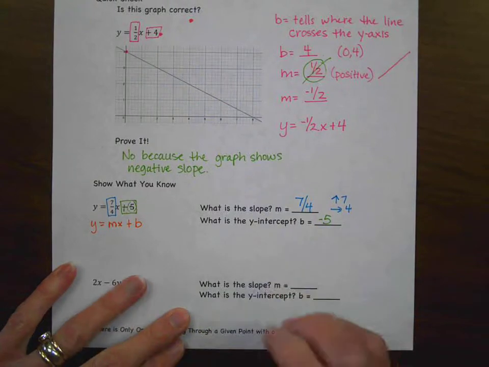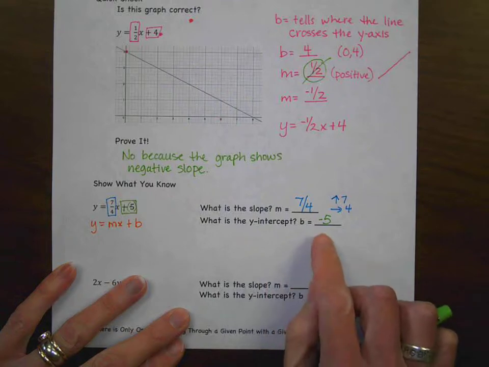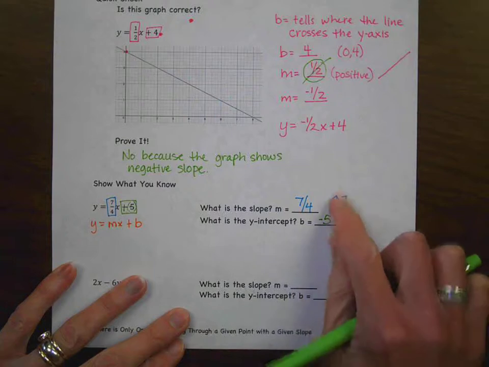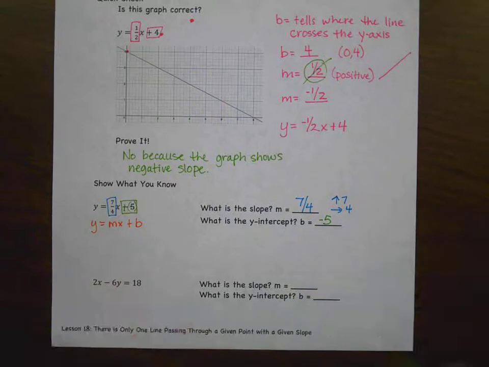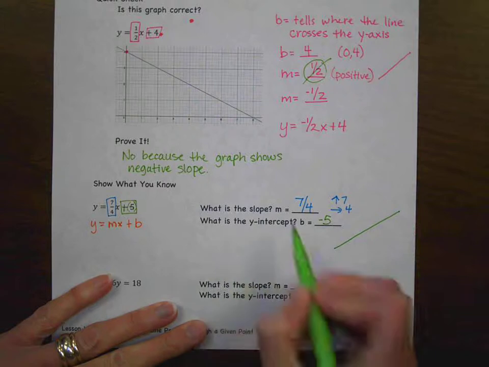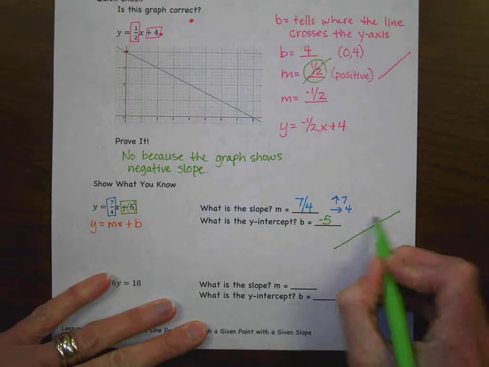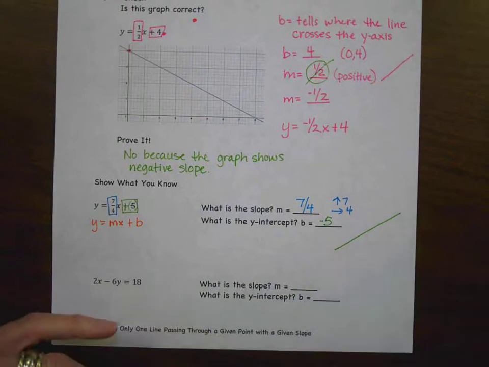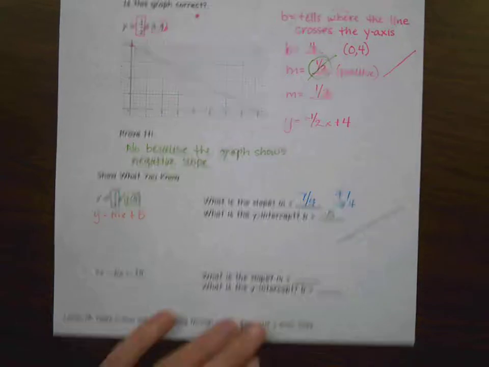So if we needed to graph this, which would be the next step, you know that you have to go down to -5 on the y, so you're going to 0, -5 to find that exact point. And from that point, you're going up 7, to the right 4, up 7, to the right 4. Again, you know on this one that your line is going to be positive because the slope says it's positive, but you're also moving up 7 to the right 4, so it's moving in the positive direction.